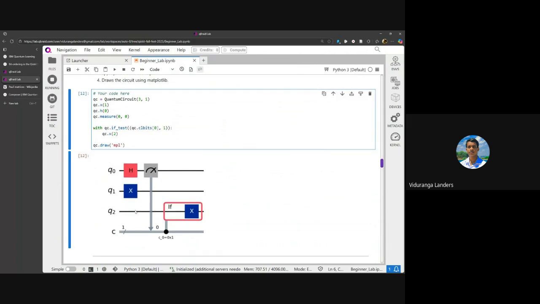Okay. Back to the if condition. So what it is doing here is checking whether the 0th classical bit, or whatever classical bit that we want to check, is equal to 1. And if it is 1, then I am going to add an X gate to the second qubit, from 0 index, second qubit, right?